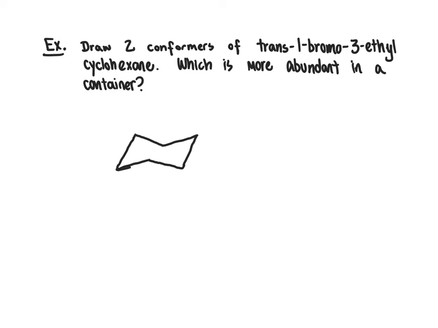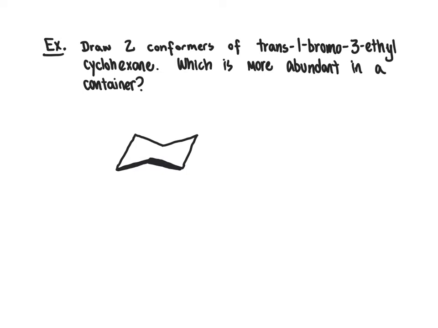Another common thing that you'll see is that these bonds here in front are highlighted or wedged in order to make it evident that these are the ones that are furthest forward in the molecule, hence bold. So trans-1-bromo-3-ethylcyclohexane, we're going to draw the two conformers of that. And we need to absolutely make sure that those are trans.